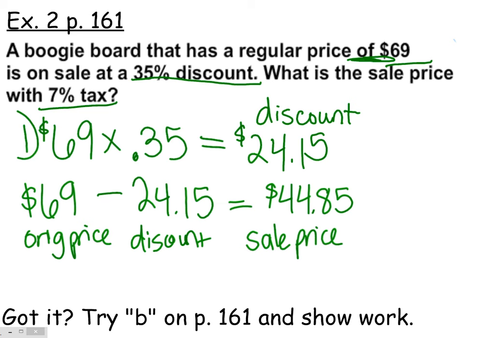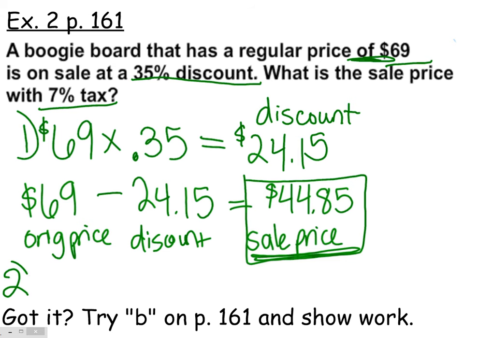So now that we know the sale price, we have part 1 finished, but we're not completely done with this problem yet, because now we need to find the new sale price and add on 7% tax according to the sale price. You do not add tax on the original price because that is the old amount. That's no longer valid. You need to add tax onto the sale price here. So that's why we do that first.